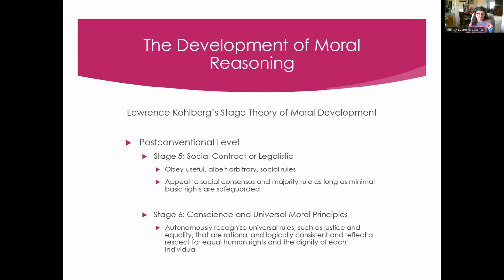Then we hit stage 6, conscience and universal moral principles. So at this stage, our moral reasoning is based on autonomously recognizing universal rules such as justice and equality that are rational and logically consistent and reflect a respect for equal human rights and the dignity of each individual.